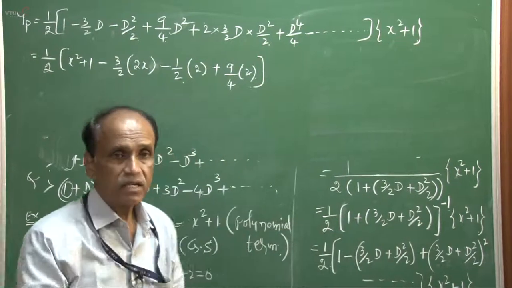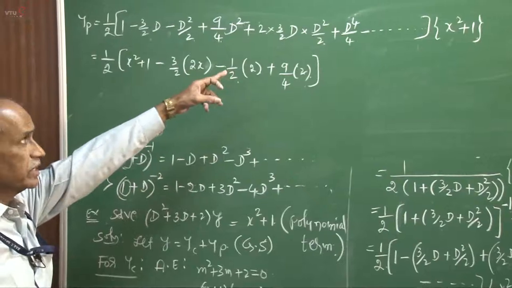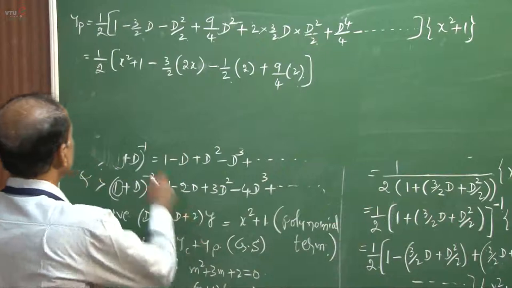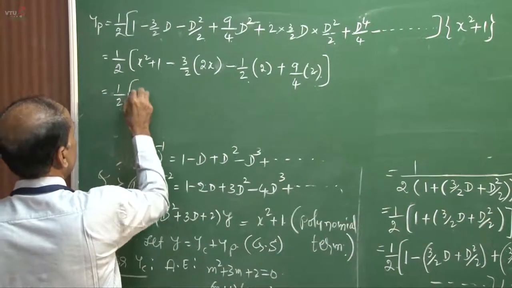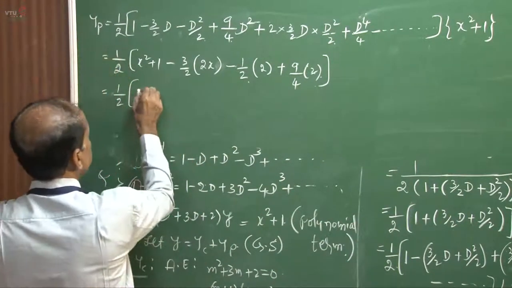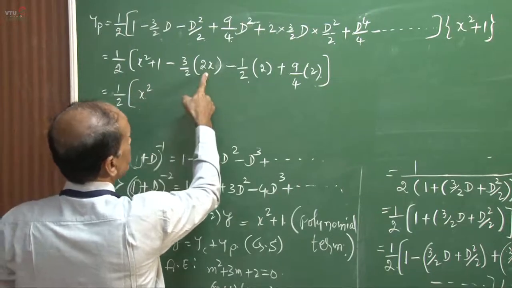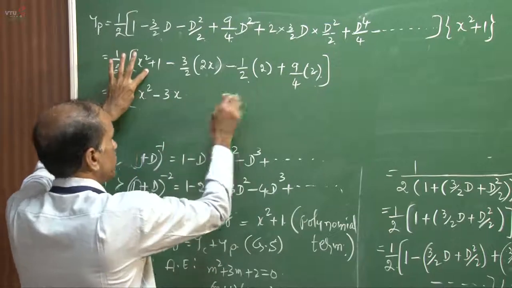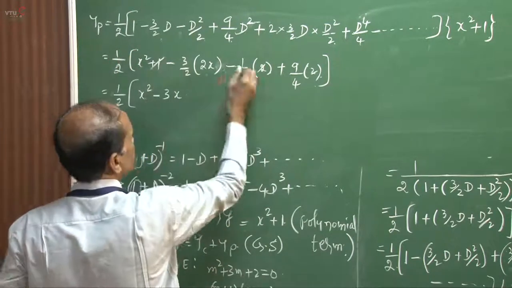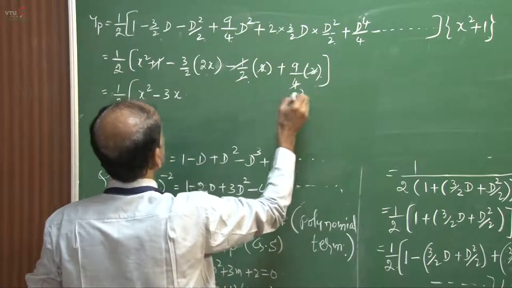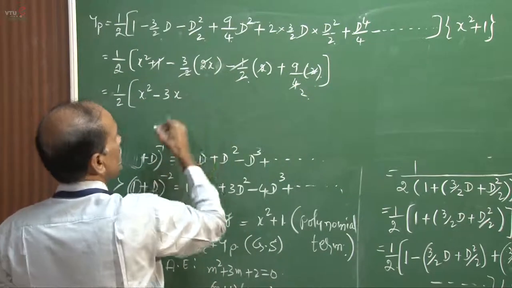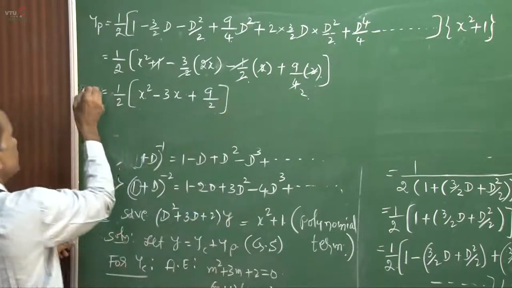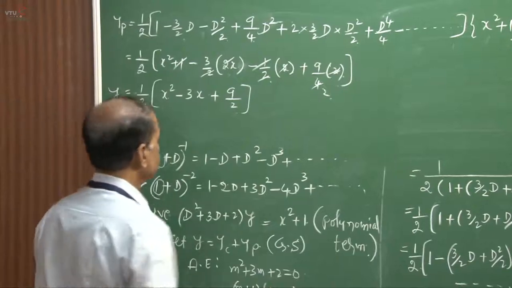That is the end of writing the series expression, because this is d cube you will get, and d cube means obviously the answer is 0. Therefore you will get 1 divided by 2 multiplied by, x square appears only once, and the x term appears only once, minus 3x, and the constants are repeated. Constants means this plus 1 and minus 1 will get cancelled, and this 2 also will get cancelled, and plus 9 by 2. So this is the answer. What is this answer? This is for the particular integral.